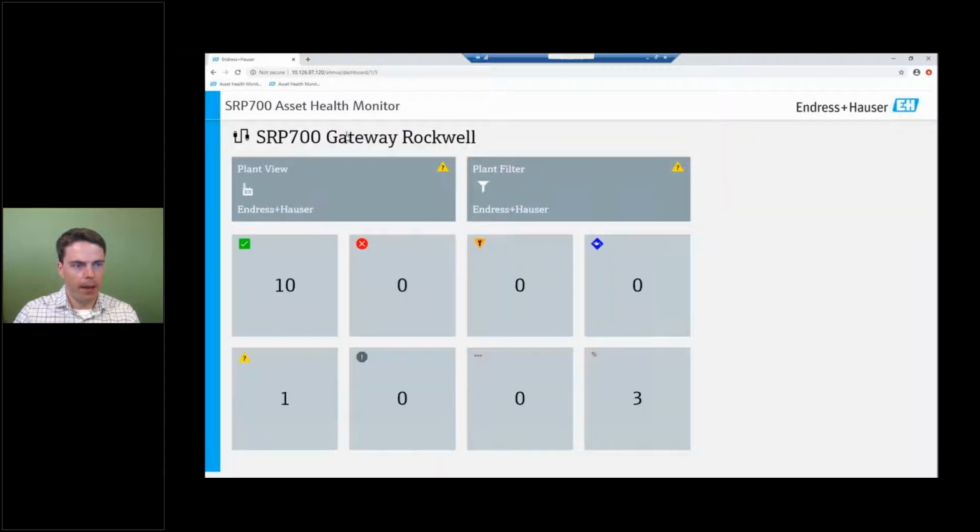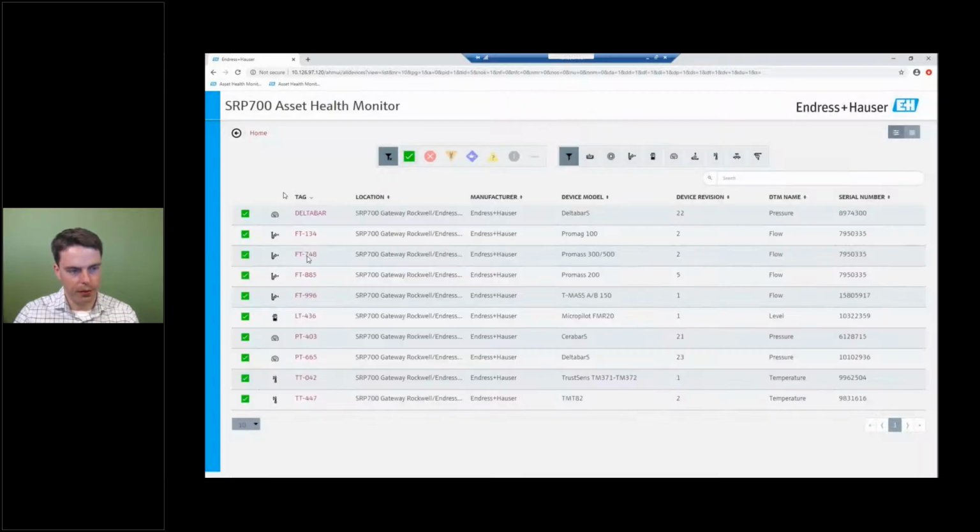So another way to access the system is, of course, here from the front page. So you see we have now 10 devices that are okay, 0 devices with failure, and 1 device with maintenance required. So if I click on this one, I have this filter view here where I can clearly see all the devices that are connected to the system.